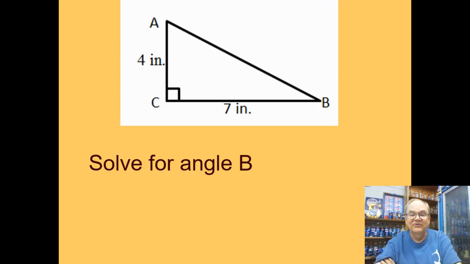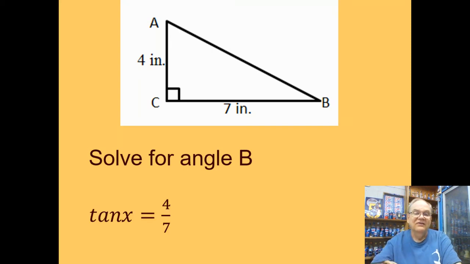Finally, the last of the problems that we need to look at would be this one, where I am trying to figure out angle B. The sides I know are opposite and adjacent. The 4 is opposite and the 7 is adjacent. So it would be tangent of x, or of B if you prefer to write it that way, equals 4 over 7. This is where we'll use the inverse or second key to come up with our answer.